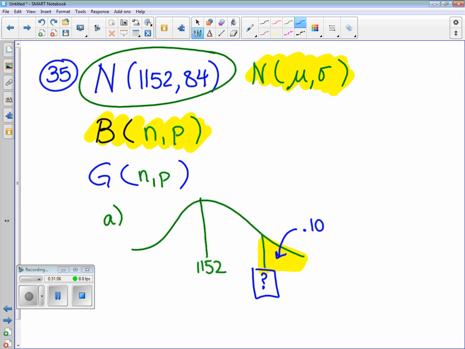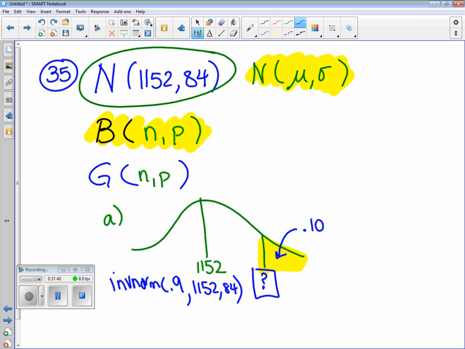Remember that when you do the inverse norm and you're given a percentage, it's always a less than situation. So when we type this in, we're actually going to use inverse norm of 0.9. It's the complement. And then because I don't want to have to deal with z-scores, I'm going to go ahead and plug in the mean and the standard deviation right here. So I'm going to plug in 1,152 and 84.